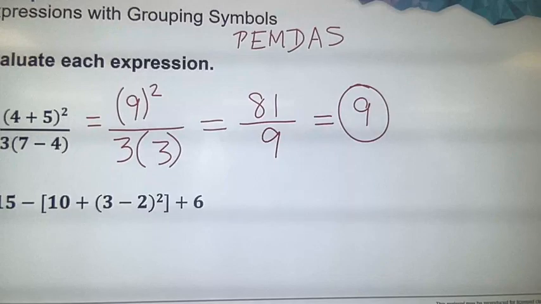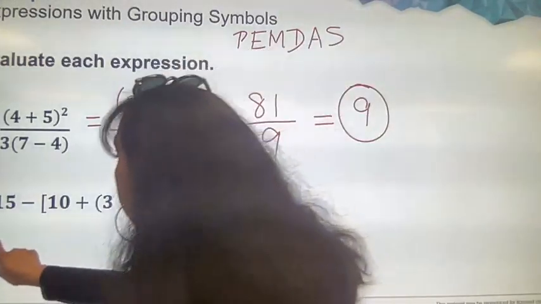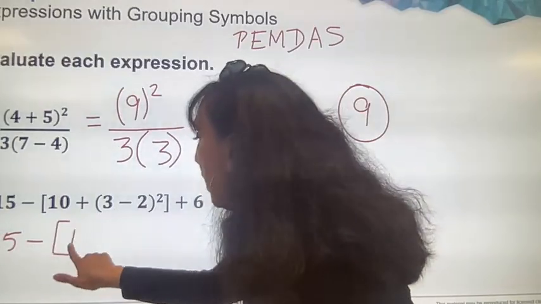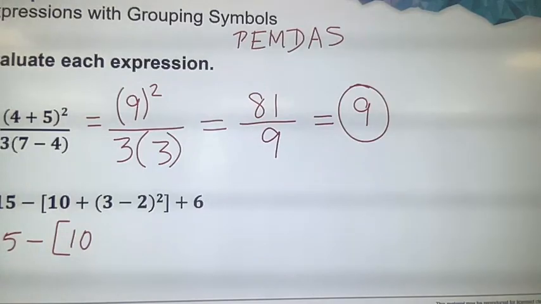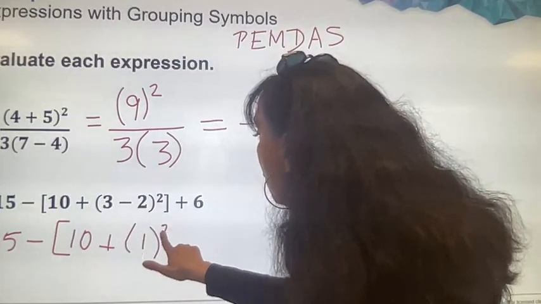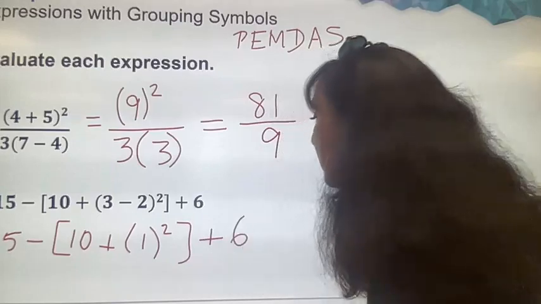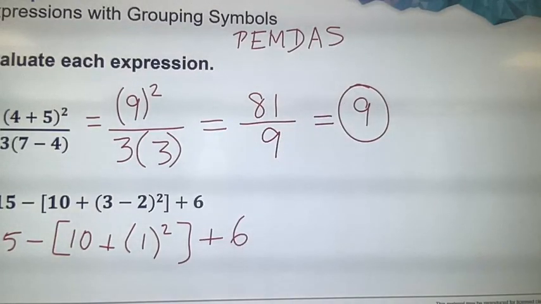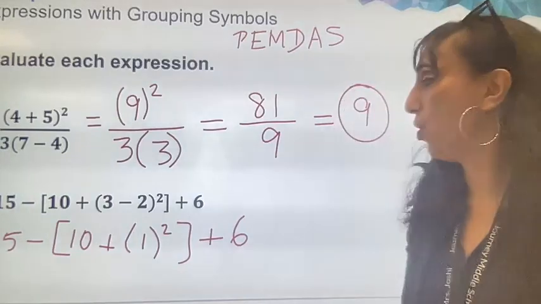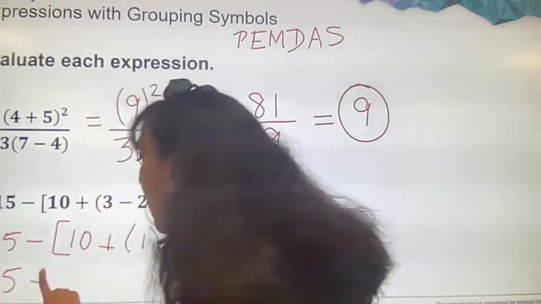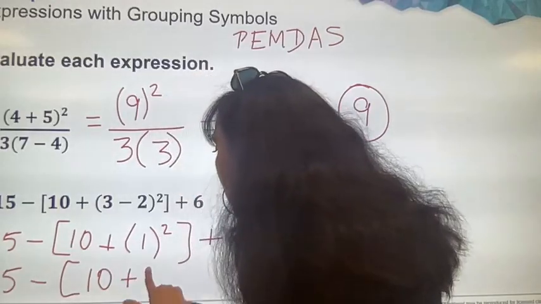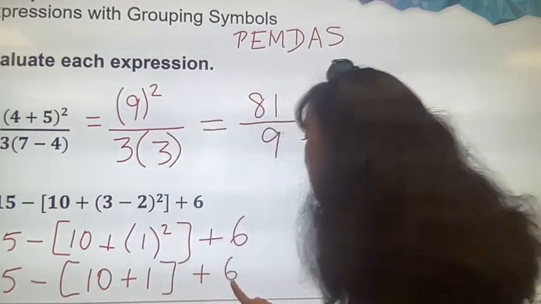So I'm going to do 15 minus, so let's look at this. We have 10, right? And we have plus, what is this? This is 1 squared plus 6. And what is 1 squared? 1 times 1 is going to be 1, right? So this becomes 15 minus, and I am going to write it like 10 plus 1 plus 6.